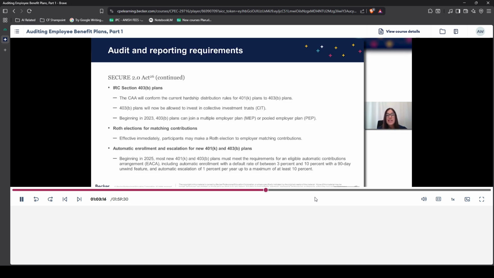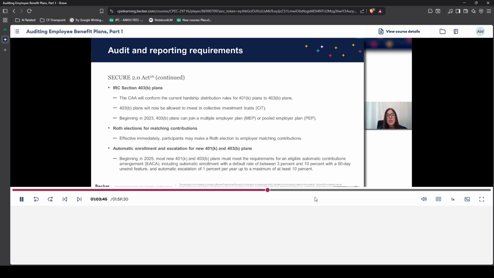Now, this starts in 2025, where most new 401k and 403b plans must meet the requirement for an eligible automatic contribution arrangement with an auto-enroll default rate between 3 and 10 percent with a 90-day unwind feature, an automatic escalation of 1% per year up to a maximum of at least 10%.